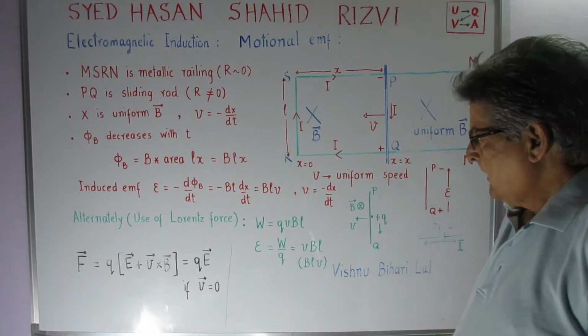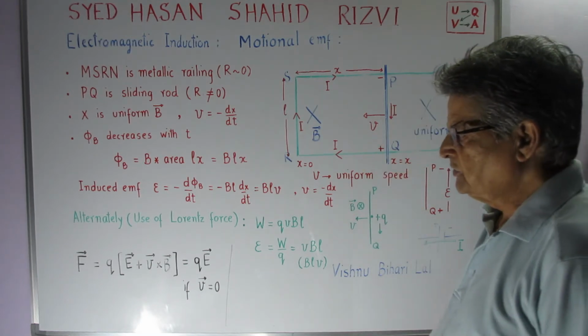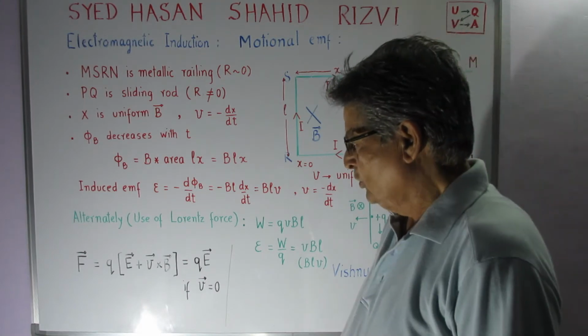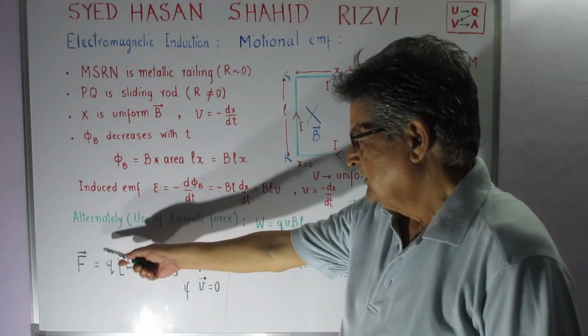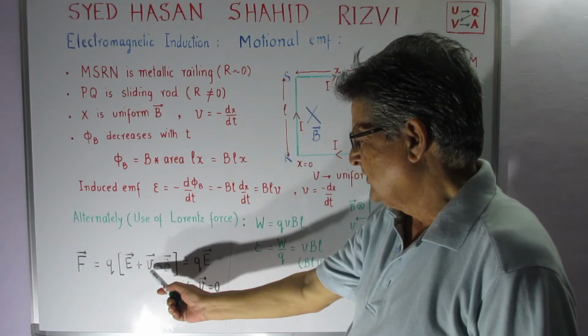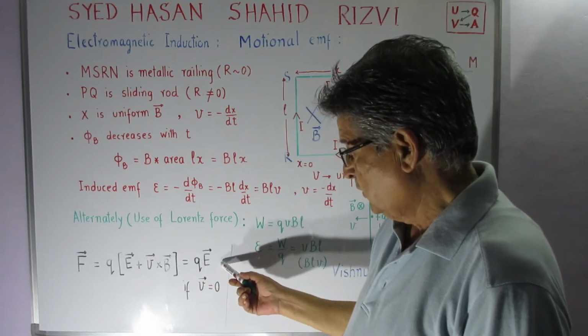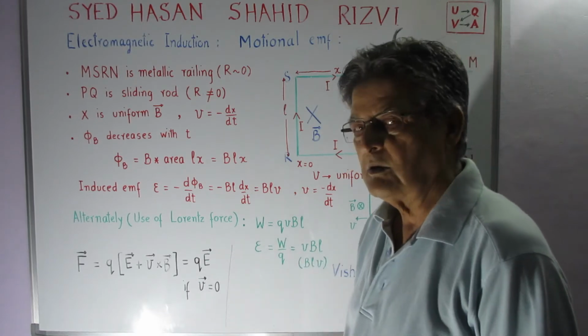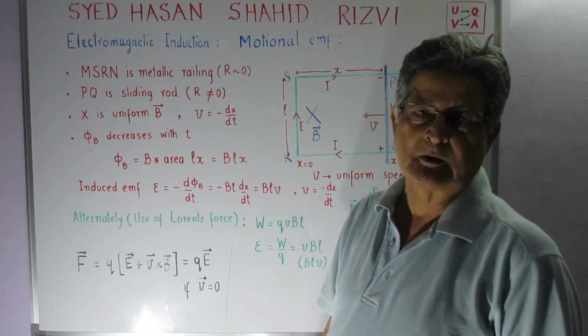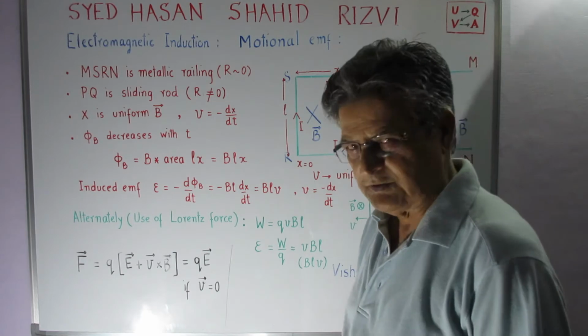Now, one thing before I go to the directions, I must tell you that the Lorentz force is equal to Q(E plus V cross B). This becomes equal to only QE if the charge is stationary and only the electric field is there.